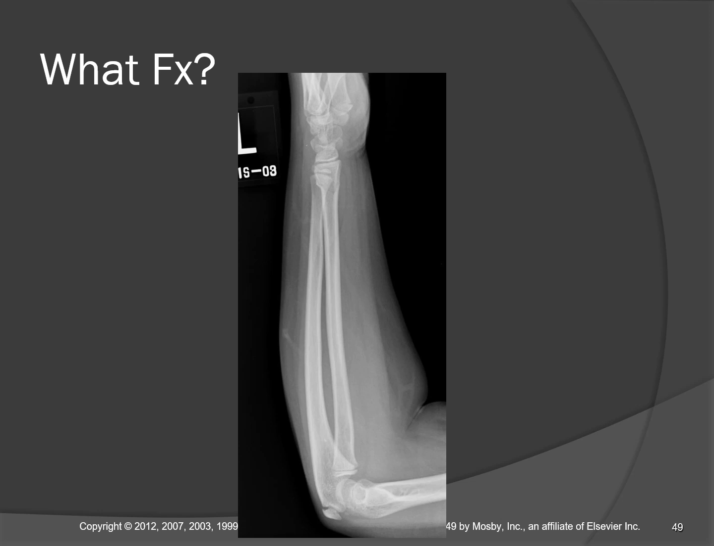Torus or buckle fractures are more common in pediatric patients, of which this patient is one. How do I know this is a pediatric patient? Well, he still has epiphyseal plates at his elbow. His olecranon still has an epiphyseal plate, and so does his radial head. So yeah, he's probably a young teenager.